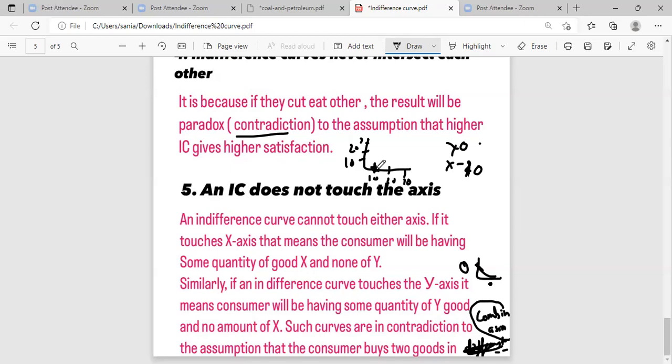Over here, if you touch the x-axis, that means you are consuming some quantity of x and none of y, because you are not raised up, you are here. So that means you are consuming 10 of good x and 0 of good y, right? And similarly, for example, if you are touching this, that means you are consuming 0 of good x, but 2 or 3 of good y, right? So when you touch the x-axis, that means you are consuming some of x but 0 of y. And when you touch the y-axis, you're consuming some of y but 0 of x. Clear? Yeah?